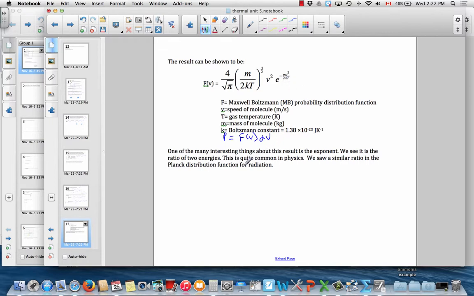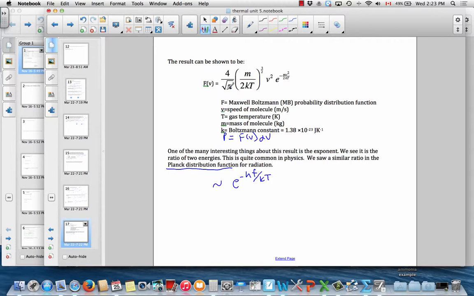There's another distribution that we had in this course, which is the Planck distribution. And you'll recall that was something like e to the minus hf over kT, where hf is an energy, over kT is another energy. And that appeared in the Planck distribution function. So we have seen something like that before. So I suppose this is another factor that leads us to be confident in this functional relationship for the Maxwell-Boltzmann distribution function.